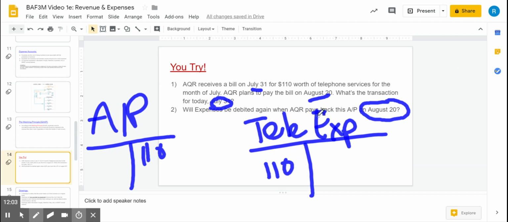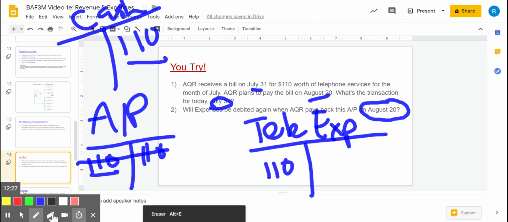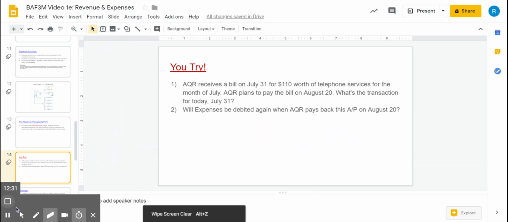And again, number two, when we pay back the bill on August 20th, all we're going to do is debit the accounts payable. That'll be our second transaction. Because we've now paid back the money we owed them, accounts payable will decrease, and cash will decrease by $110. So this will be the August transaction. Not that you had to answer that, but accounts payable will decrease and cash will decrease. As you can see, the expense was recorded in July because that's the month that helped us earn money.